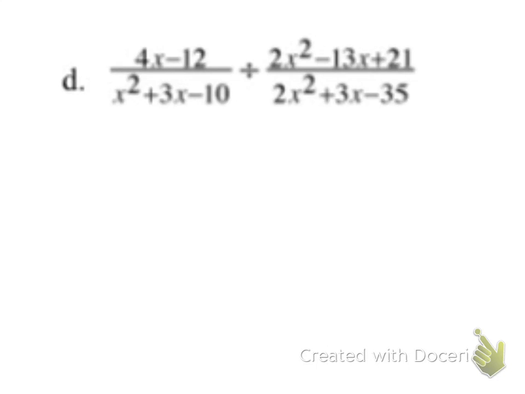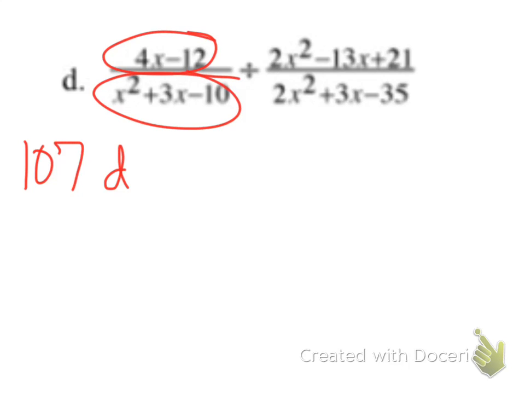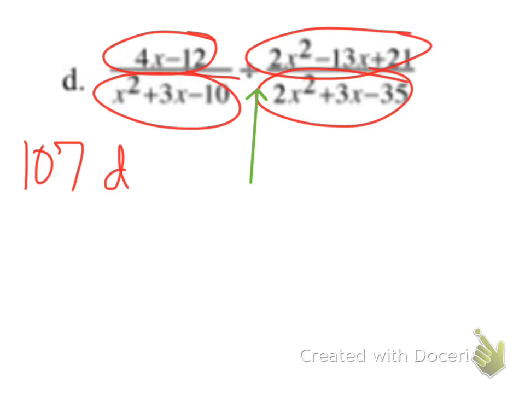Okay, we're taking a look at problem 107D from chapter 3. So the first thing we need to do is factor all four of these. We're also dealing with a division problem, so we can take that division problem and make it into a multiplication problem. But step one is to go through and factor everything.